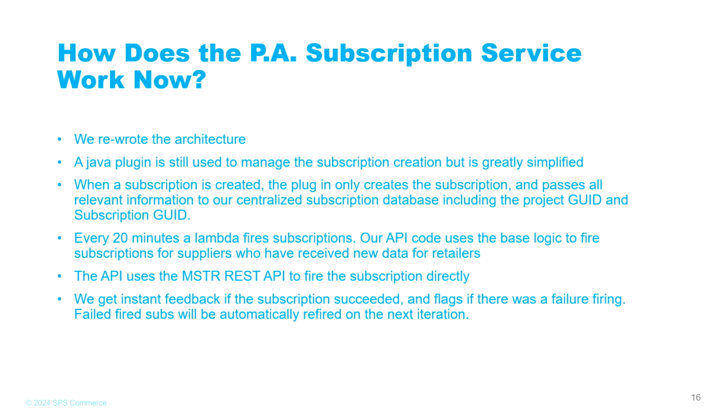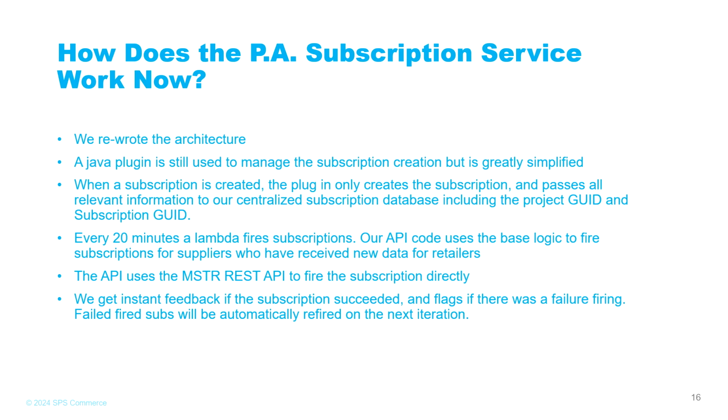Every 20 minutes, we have an AWS Lambda that will fire. It calls out to our subscription API. It uses the business logic to determine in our centralized database, are there any subscriptions that need to fire? If so, it fires the subscriptions. So it fires the subscriptions by our subscription API calling into the REST APIs. And the great thing about that is we get instant feedback if that subscription fired.